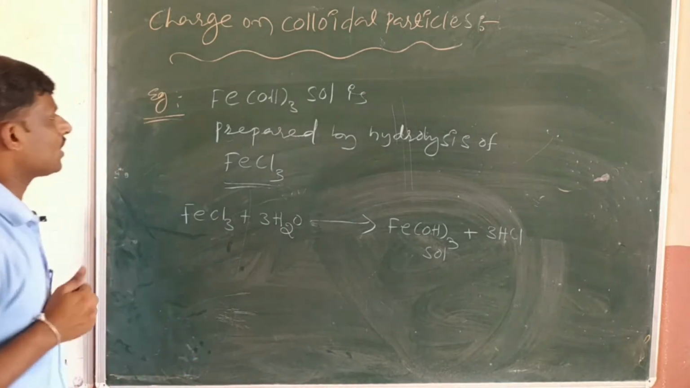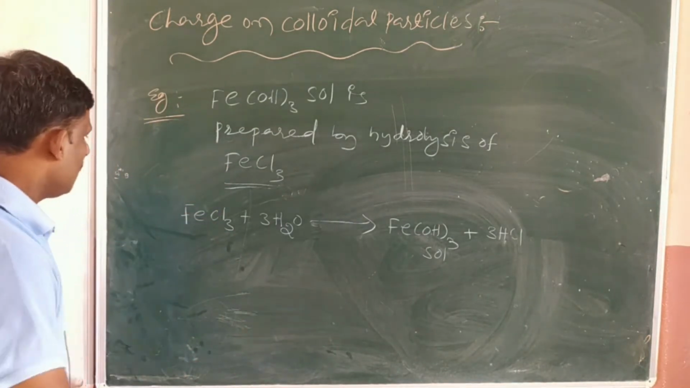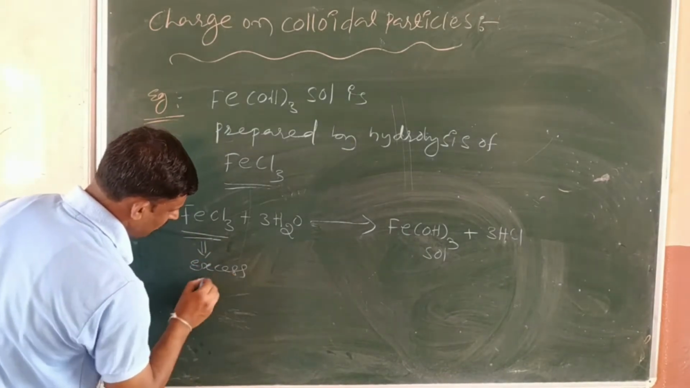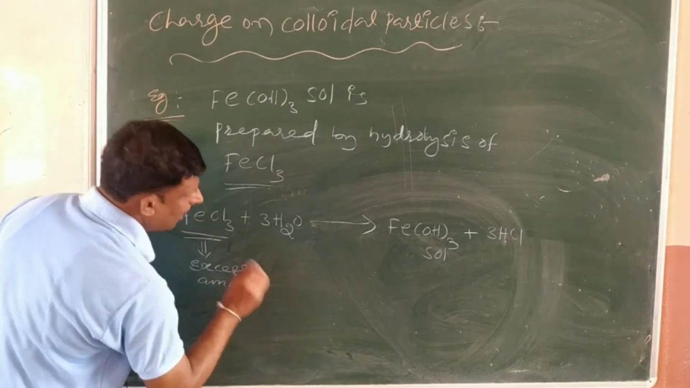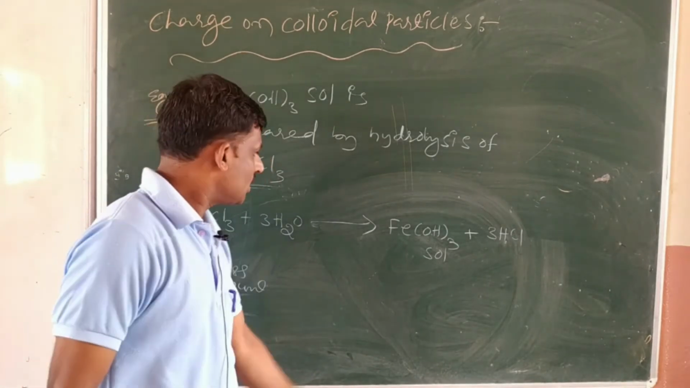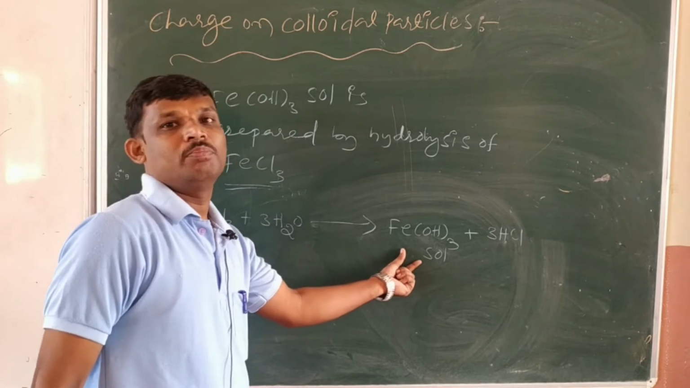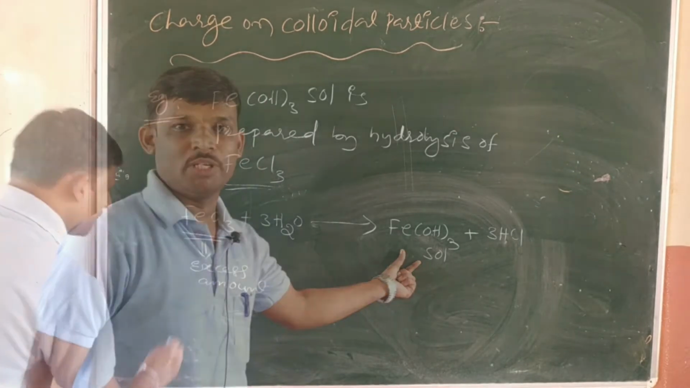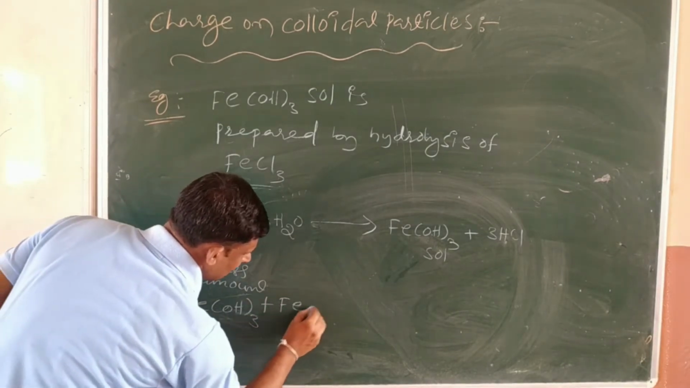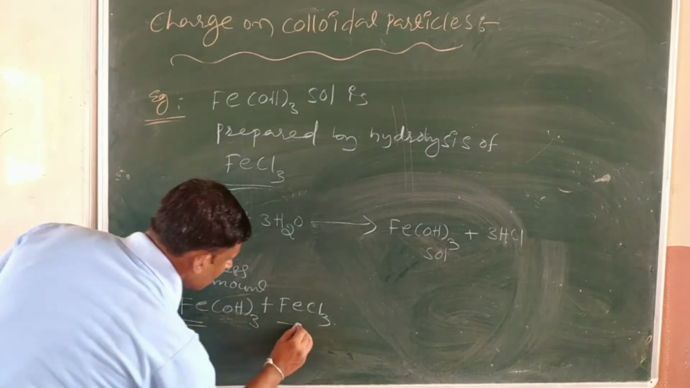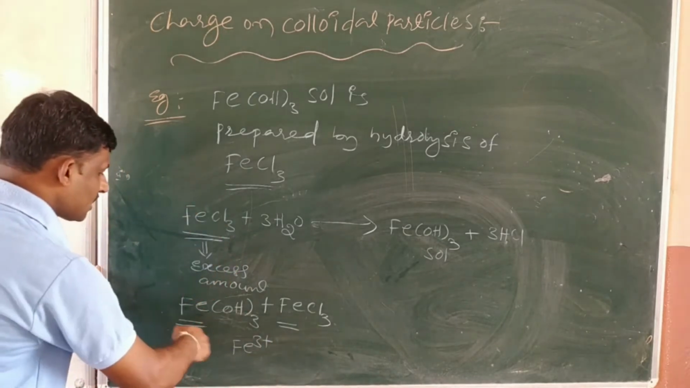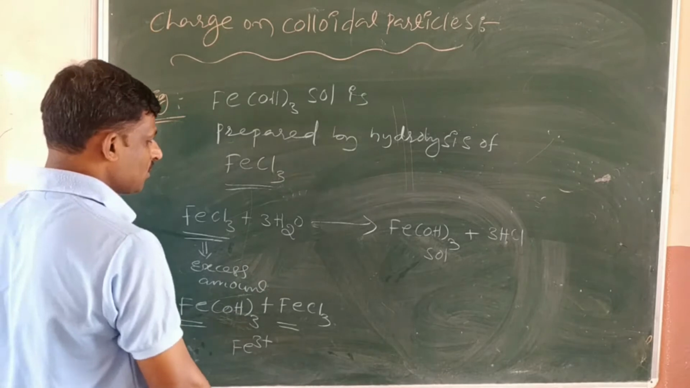But when we are preparing this Fe(OH)3 sol, we are taking FeCl3 in excess amount. What is the property of sol particles? Generally, sol particles can adsorb a common ion from the dispersion medium. In this case, Fe(OH)3 plus FeCl3, what is the common ion? Here Fe3+ is the common ion. So the sol can adsorb this Fe3+ from the FeCl3.